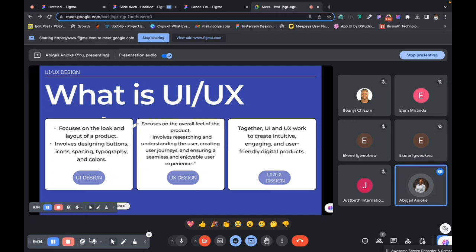So UI UX is like a twin. They are inseparable. You can't do without the other. If you do without one, then the product is not very good. If you say, let me have an amazing UI and a very poor UX, then your product is not complete. It's actually faulty. Let's take, for instance, let me use a building as an example.